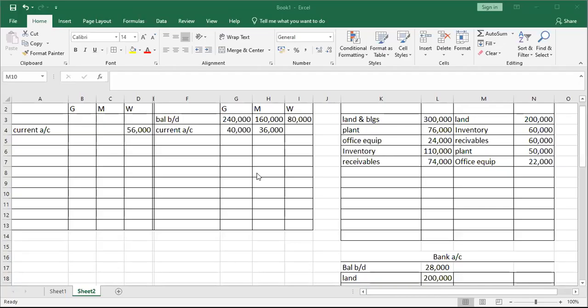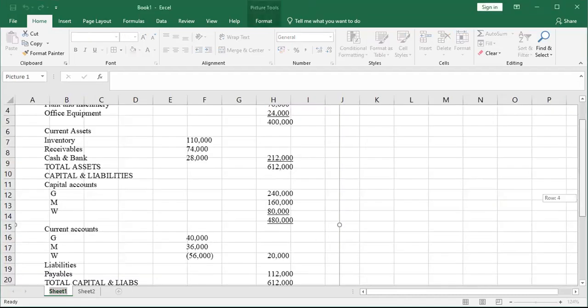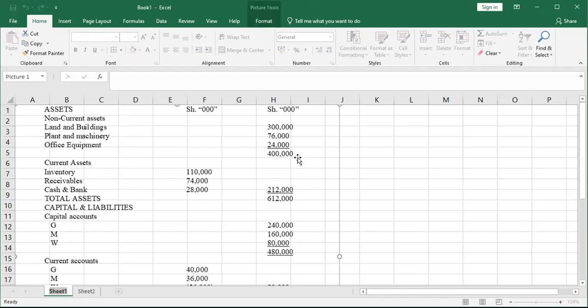Review it later. Okay. Now, we have this question, my brother. This is a balance sheet. And this guy known as GMW are in a partnership. They are trying to dissolve. In this process of dissolving the partnership, we are going to sell all these assets.